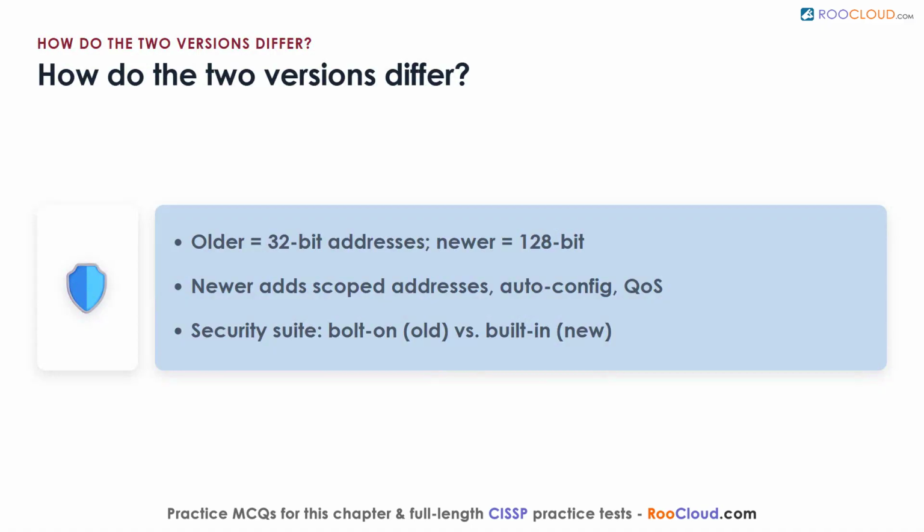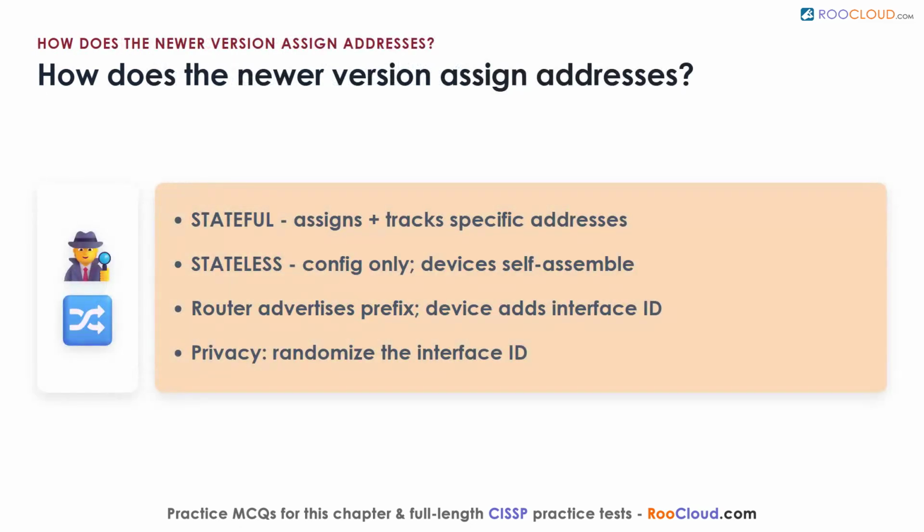How do the two versions of it differ? Mainly in address size and built-in features. The older version uses 32 bits for addresses, while the newer one uses 128, a vastly larger space. The newer version also brings features the old one lacked, such as scoped addresses for grouping access, automatic configuration, and quality of service priorities for managing traffic. And where the older version treats security as a bolt-on, the newer version has the security suite built in. Picture upgrading from a small numbering scheme that ran out of room to one with practically endless addresses and modern conveniences baked in.